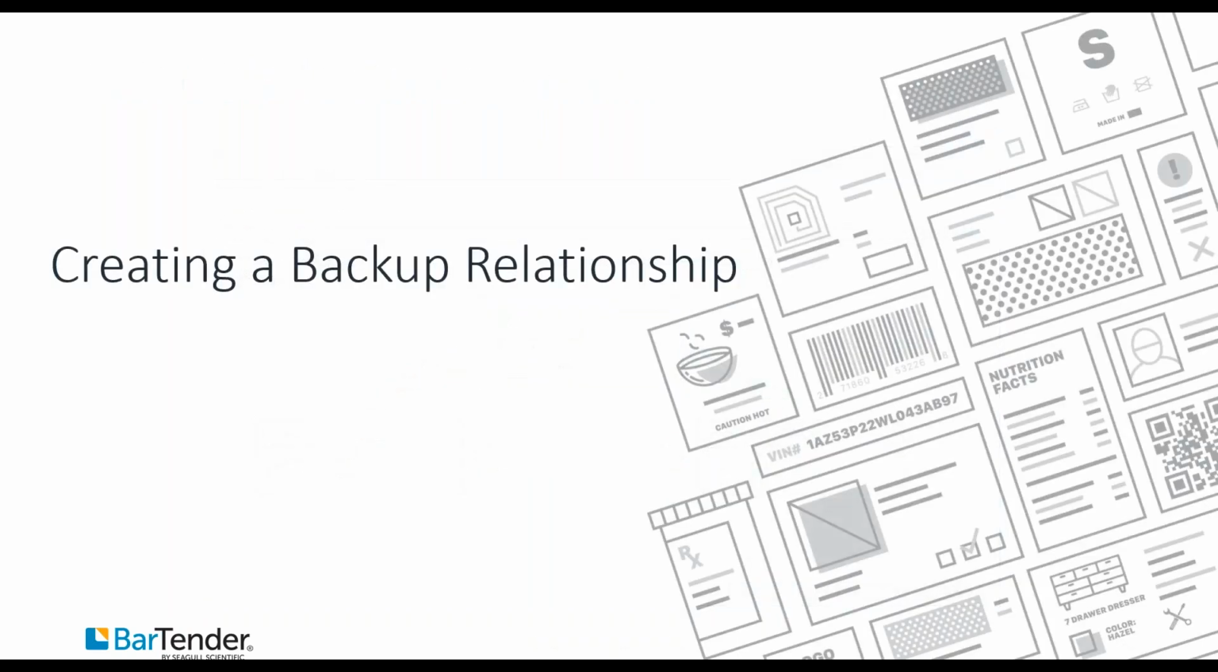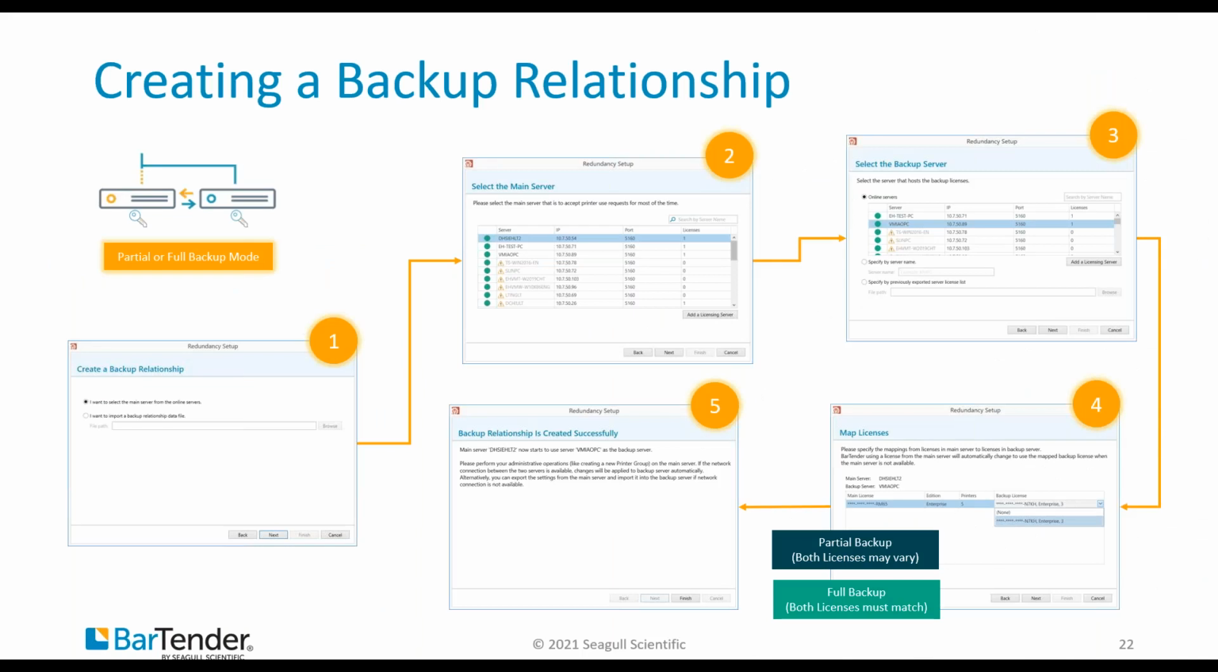Okay, so let's go through the steps of actually creating a backup relationship. When creating a backup redundancy relationship, we first need to choose the license servers that will make up the main and the backup. So, in similar fashion to initially setting up the Triad, this can be done by selecting license servers that are already online, or by way of importing an offline backup relationship data file that has already been created from the desired license server. So that's screen number one.